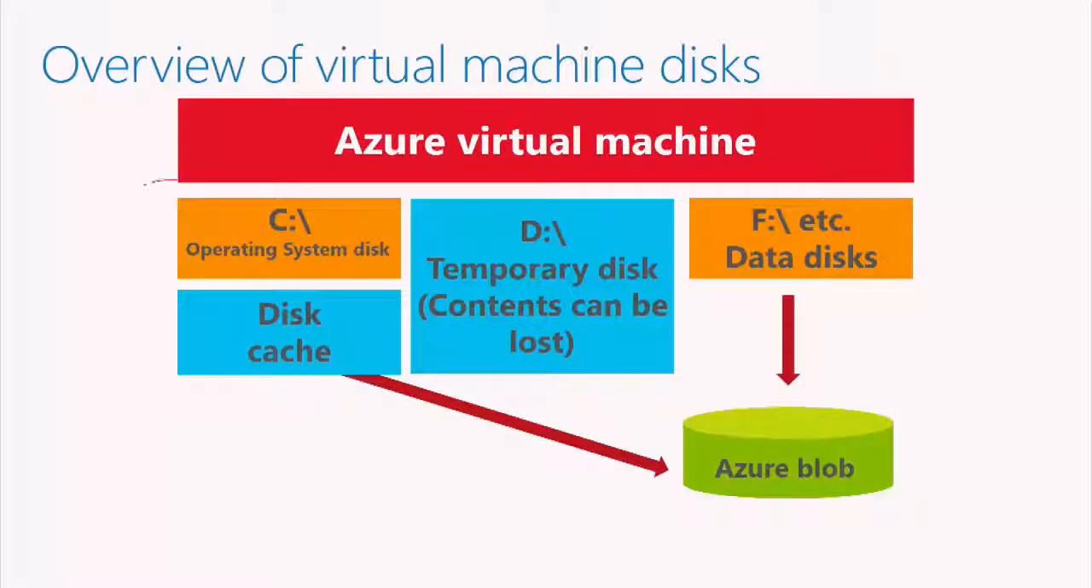Now, there are three things you've got to think about in here. We have our operating system disk. The operating system disk is the C drive, and it's kind of a special disk. You don't have as much control over it.